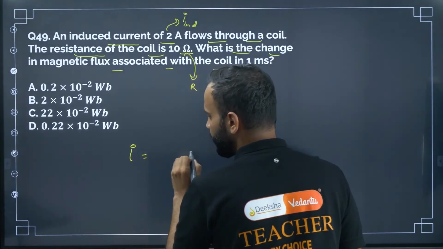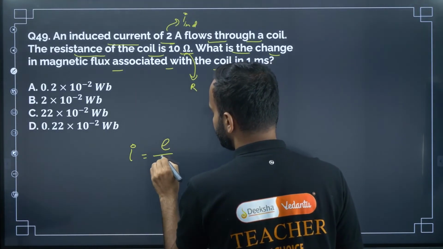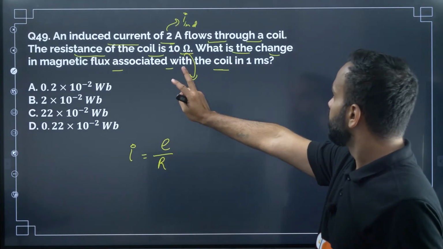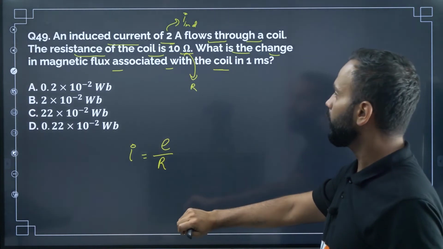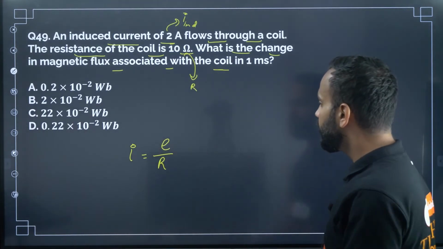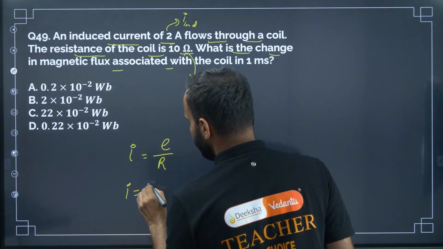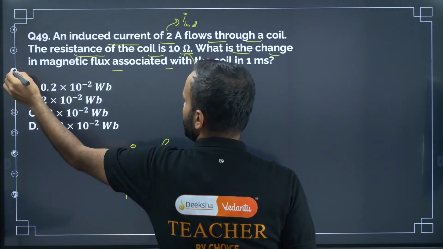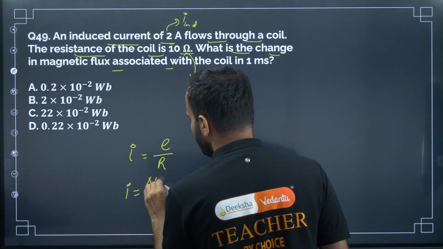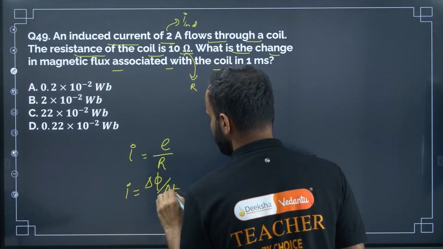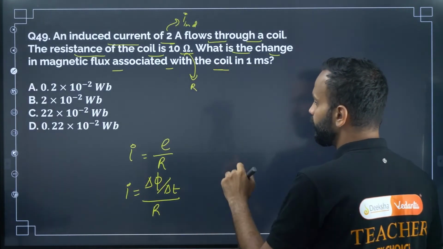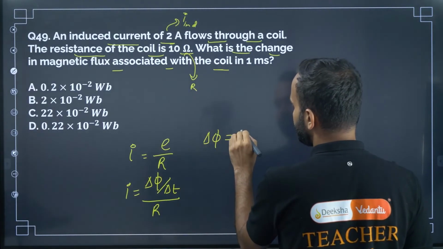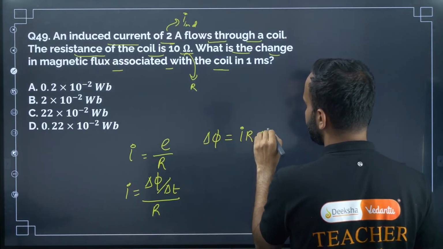So what is induced current? Induced current I equal to induced EMF divided by resistance of the coil, R. So induced current is given, right? Resistance of the coil is given. So how to find magnetic flux? Induced EMF is rate of change of magnetic flux, or change in magnetic flux over change in time. Change in magnetic flux over change in time divided by R. So we need to find delta phi, that is change in magnetic flux. So delta phi is equal to I R into delta T.